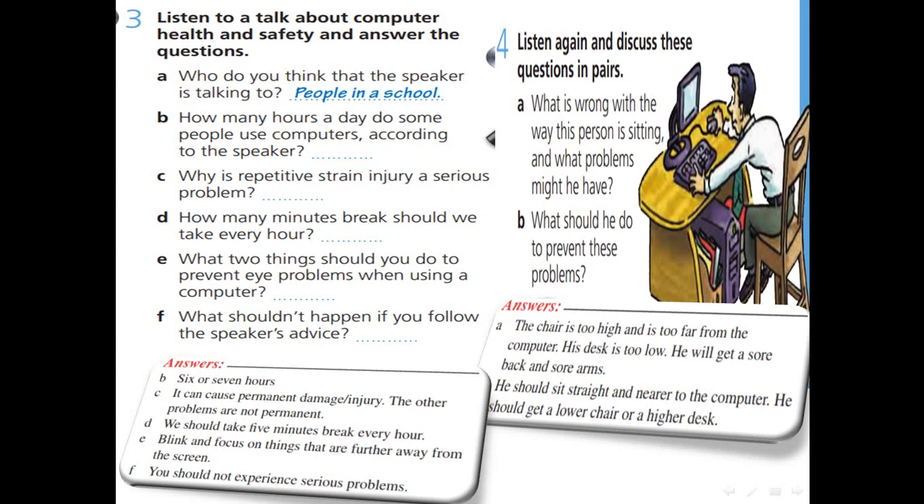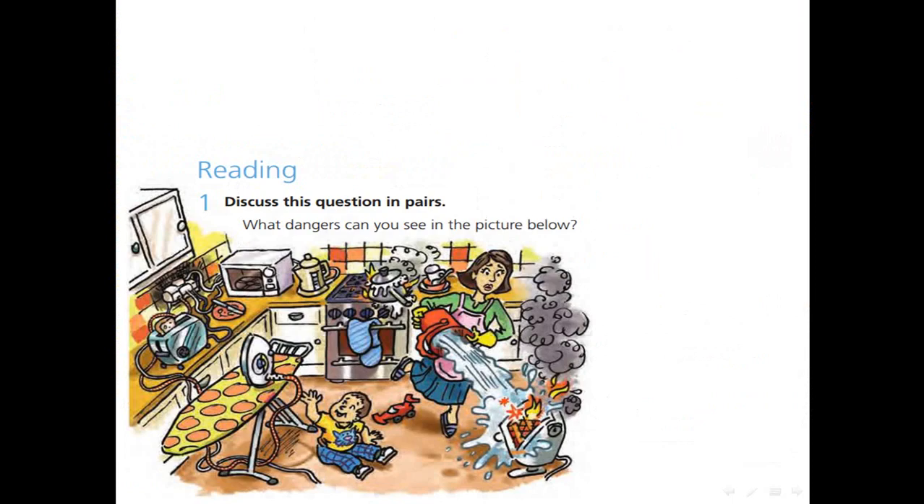Number B. What should he do to prevent these problems? He should sit straight and nearer to the computer. He should get a lower chair or a higher desk. Okay, now we come to the reading part, and next to the reading part you can see these items in the picture.